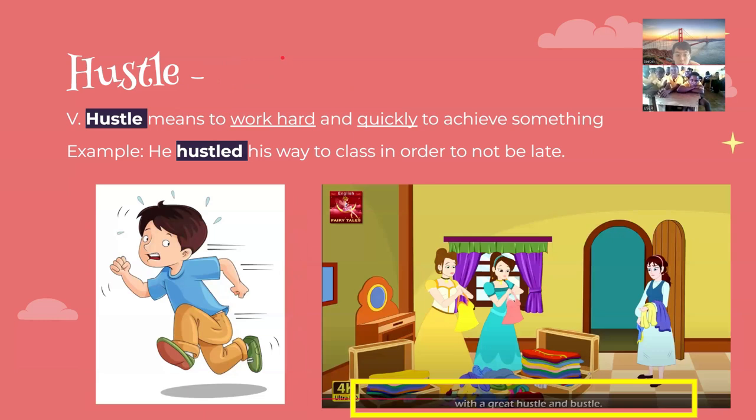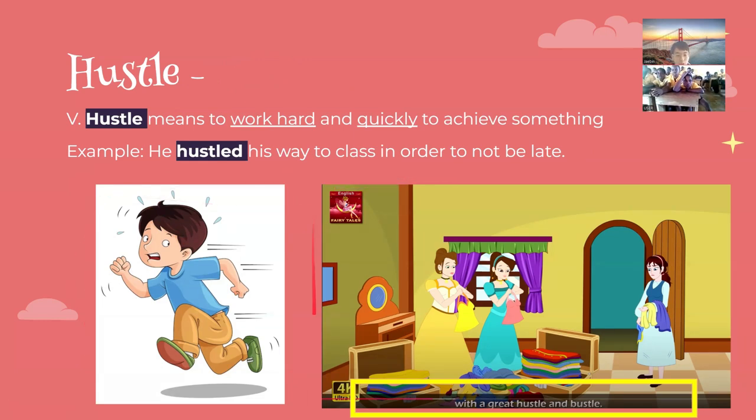The word hustle is a verb. Hustle means to work hard and quickly to achieve something. So hustle means to work very hard and very quickly. That is the important word: very quickly to achieve something. So for example, he hustled his way to class in order to not be late.